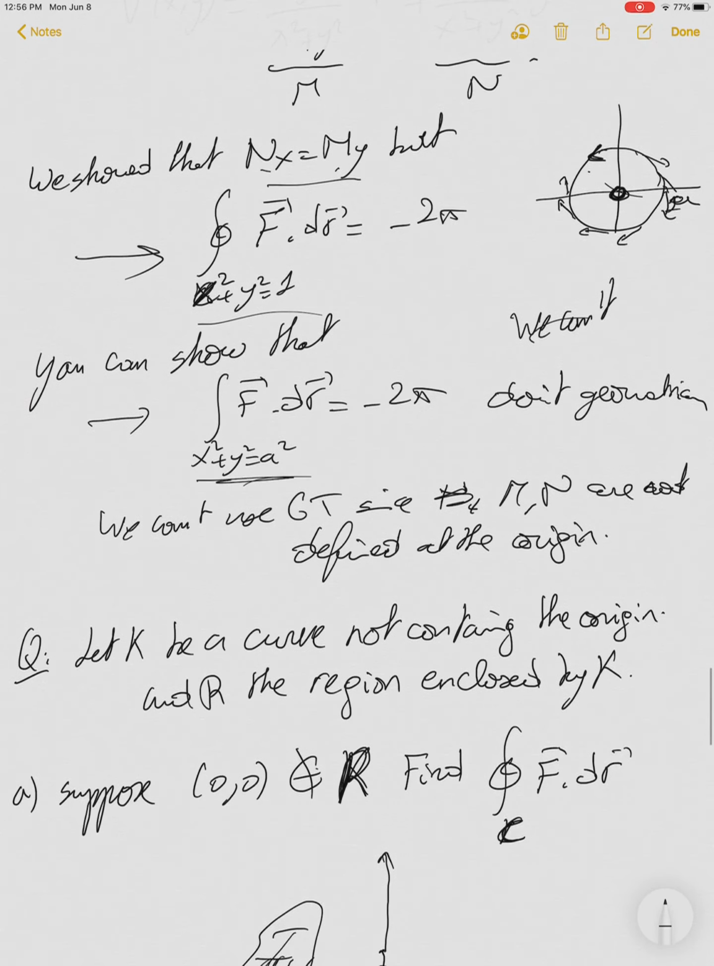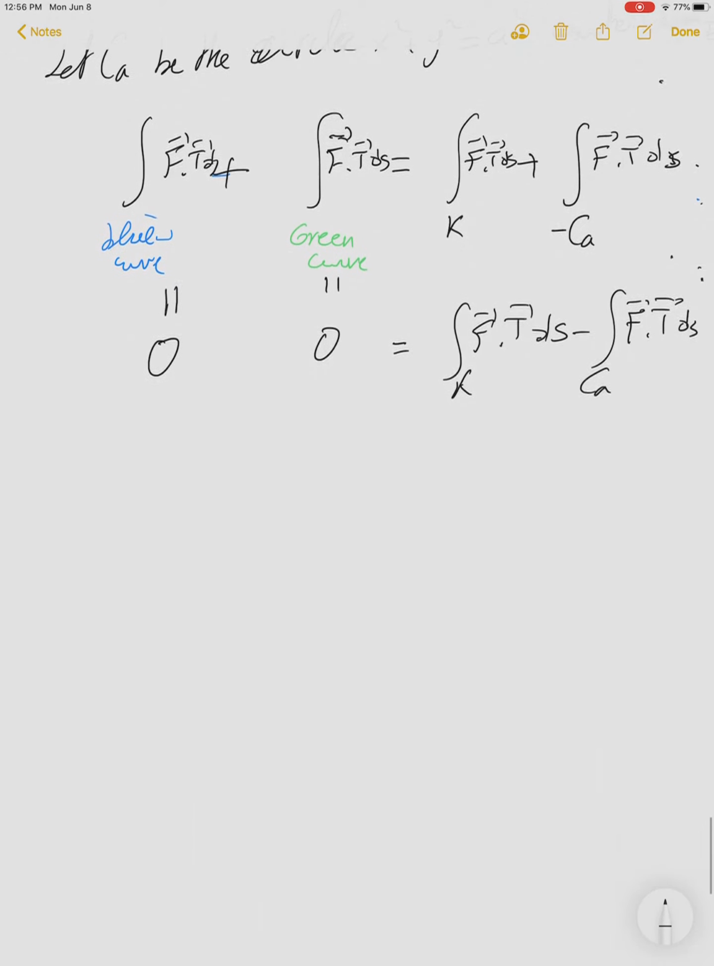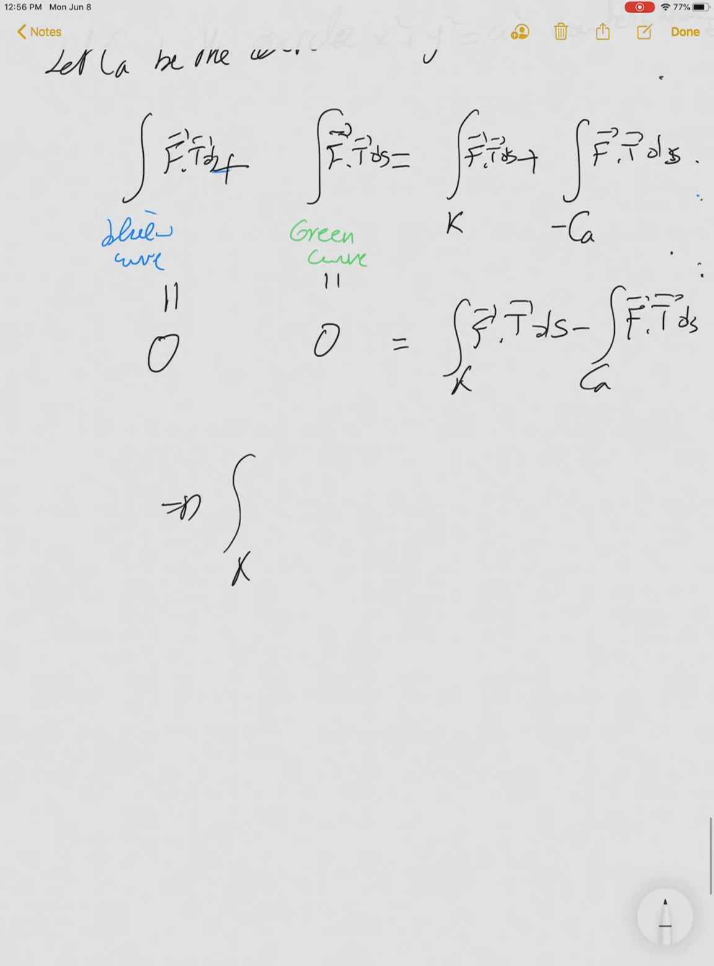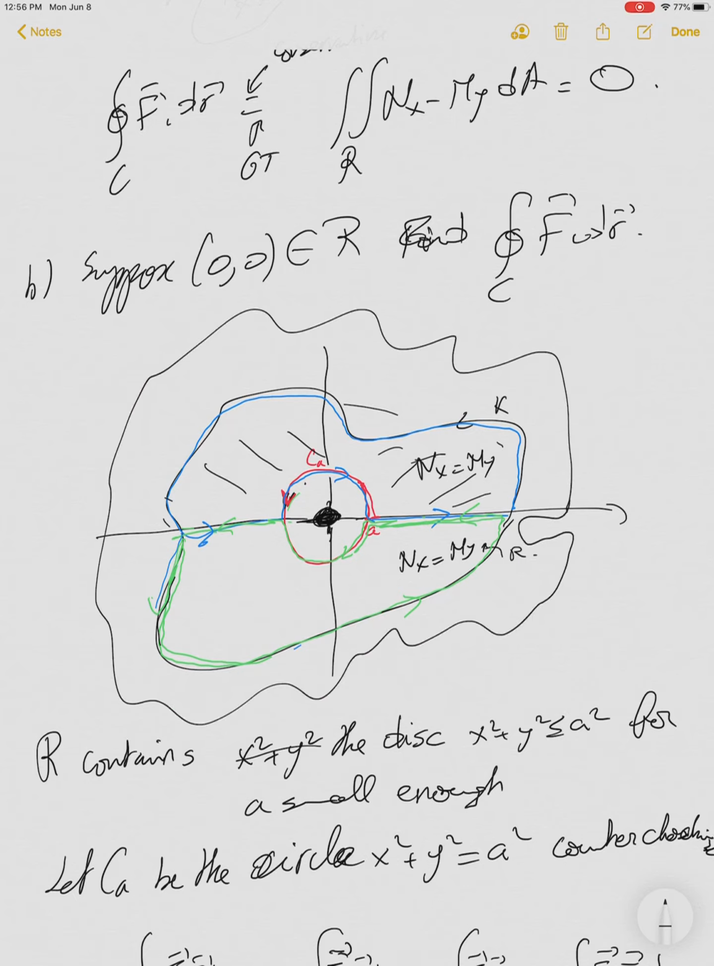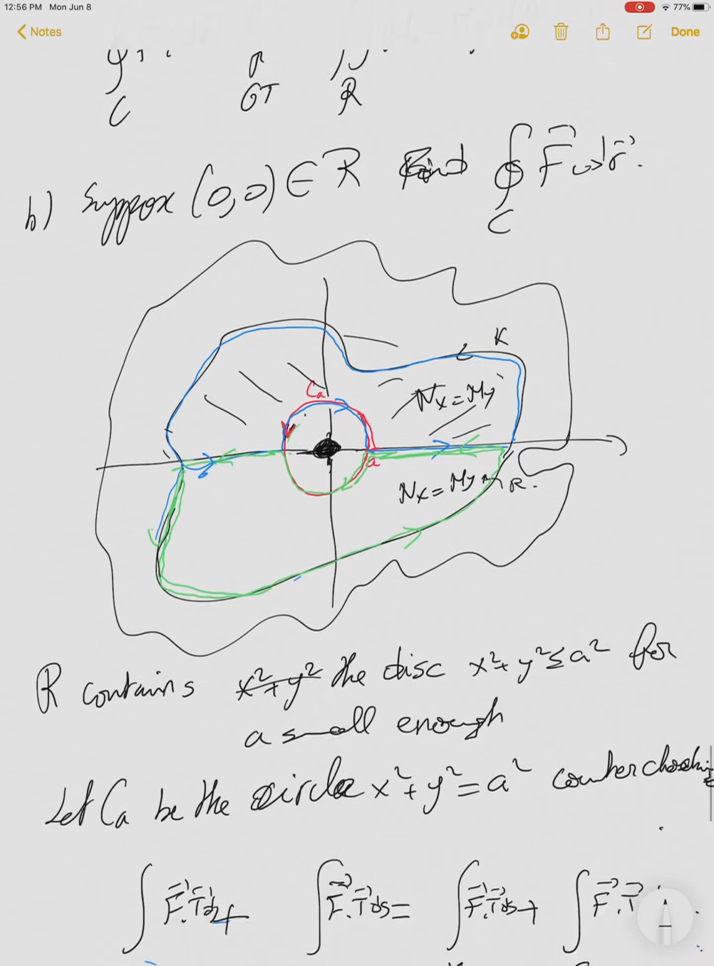And we calculate the integral over CA: it is always equal to minus 2 pi. So this gives me that the integral over K of F dot T ds is equal to the integral over CA of F dot T ds, equal to minus 2 pi. And this is for all curves K. I didn't need a parameterization. It doesn't matter what my K is in this case; it can be something like this. I don't need to parameterize. I always get minus 2 pi.